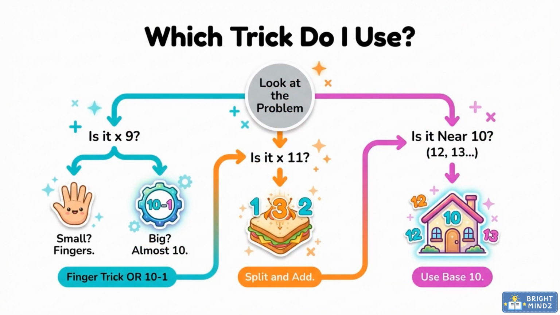When a multiplication pops up, don't grab a random trick. Ask three quick questions. Is it a 9 times fact? For small numbers, use the finger trick. For bigger ones, think 10 times the number, then subtract once. Is it 11 times a two-digit number? Split the digits, add them, and drop the sum in the middle. Is a number near 10, like 9, 12, or 13? Use base 10 thinking: 10 times, then adjust a little.